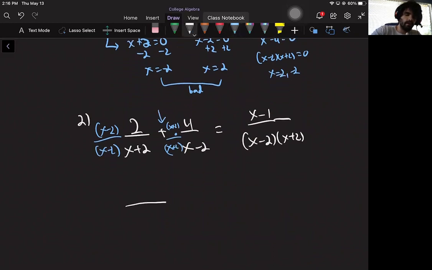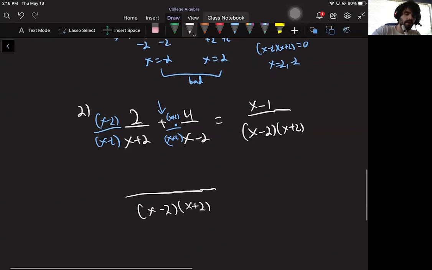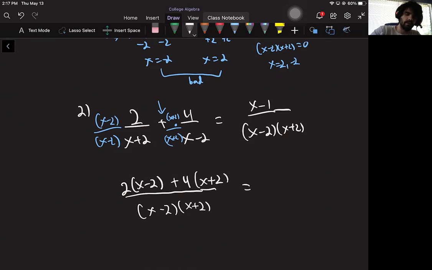And now I can put them together on top of the same denominator, x plus 2 times x minus 2. Can't forget those parentheses. And then up top, this 2 got multiplied by an x minus 2, and this 4 got multiplied by an x plus 2. And then on the right, we haven't done anything. Don't forget that you can't just ignore the other side of the equation. It's also there.